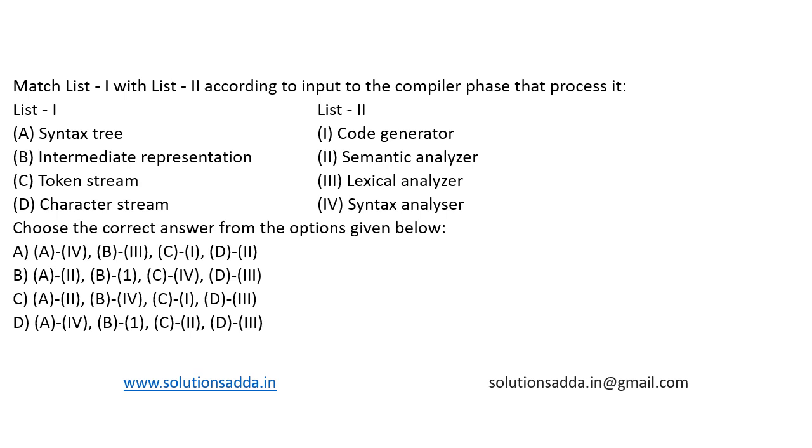So first of all, let's see. The first one is basically the input code, which is a character string. This character string is given as input to lexical analysis or lexical analyzer. So D is given as input to lexical analyzer. So D maps with 3. So we can eliminate these two, this option A.